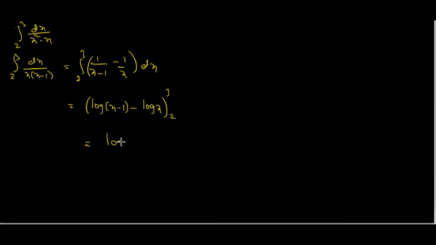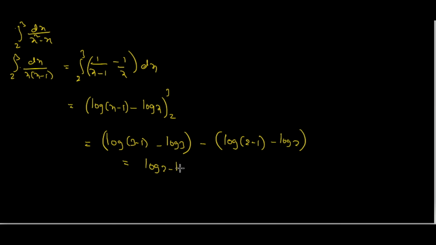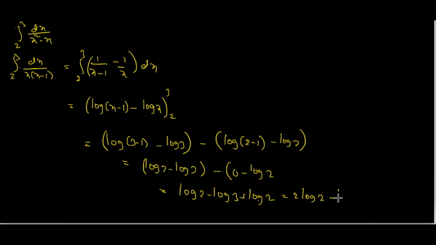So that is equal to log of 3 minus 1 minus log 3 minus log of 2 minus 1 minus log 2. Log of 3 minus 1 is log 2, that is log 2 minus log 3 minus log of 2 minus 1, which is log 1, that is 0, minus log 2. That is equal to log 2 minus log 3 plus log 2. Here it is log 2 plus log 2, that is equal to 2 log 2 minus log 3. 2 log 2 value is log 4 minus log 3. This is in the form of log m minus log n, that is equal to log m by n. That is log 4 by 3.